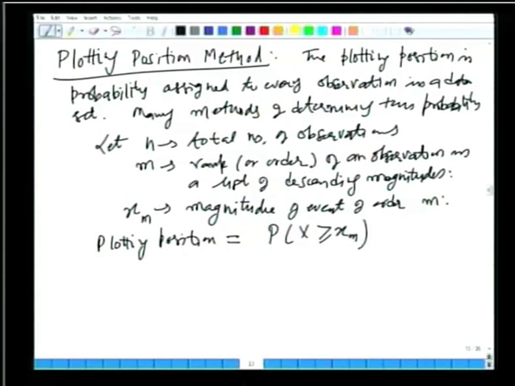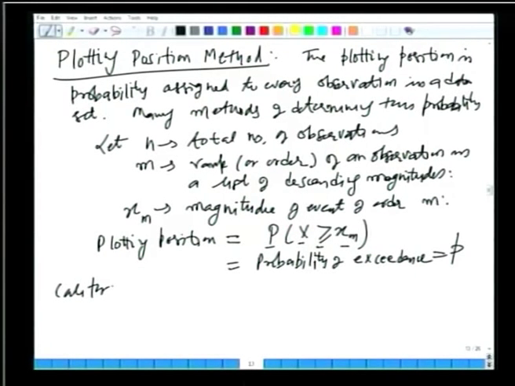Okay. What is this denoting? This is the probability of random variable x having a magnitude greater than or equal to Xm. Xm is the magnitude of that rank m. And this is called the probability of exceedance. And let us say we denote it as small p. Okay, so let us start looking at many of these formulae.